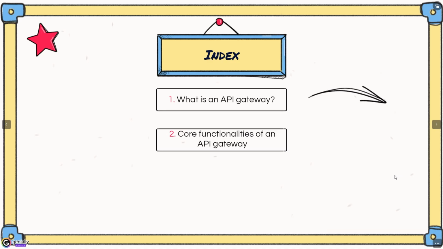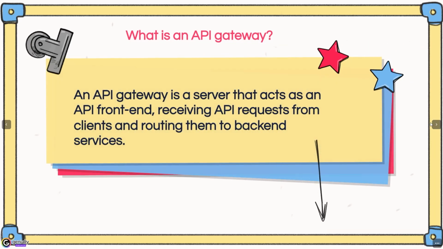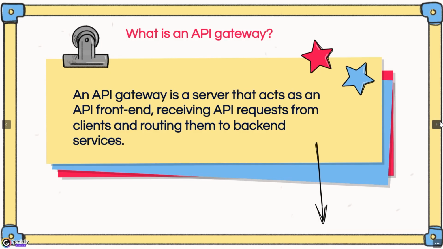In this video, we are going to learn what is API gateway and some core functionalities of API gateway. API gateway is a server that acts as an API front end, receiving API requests from clients and routing them to backend services.